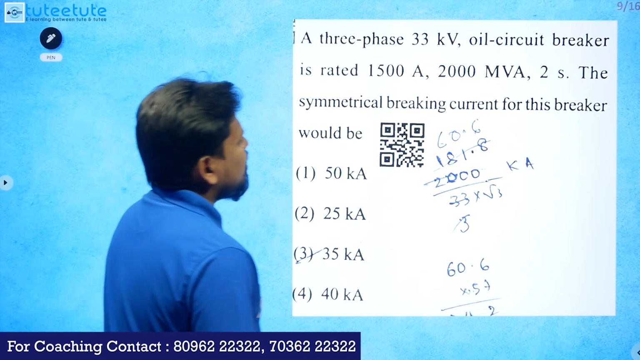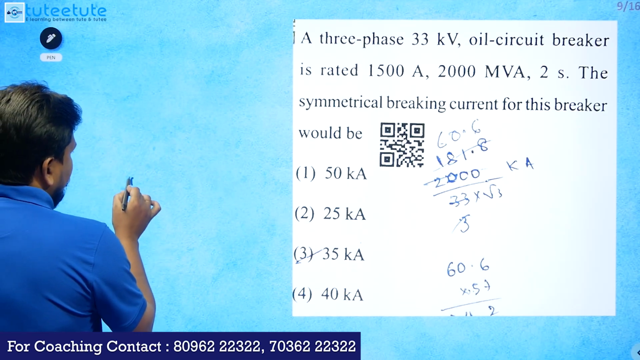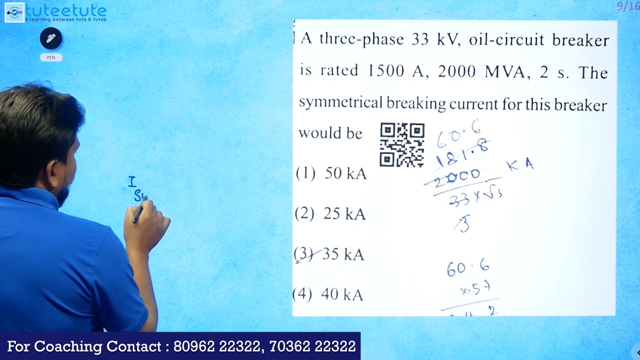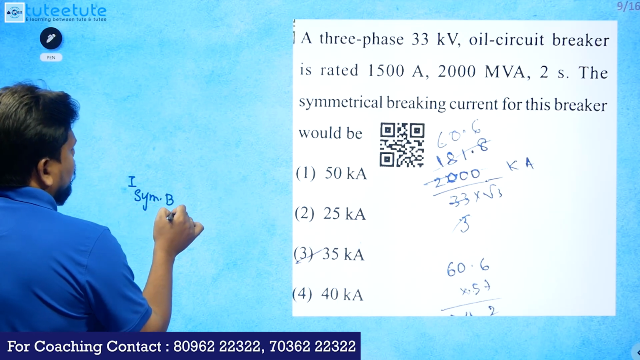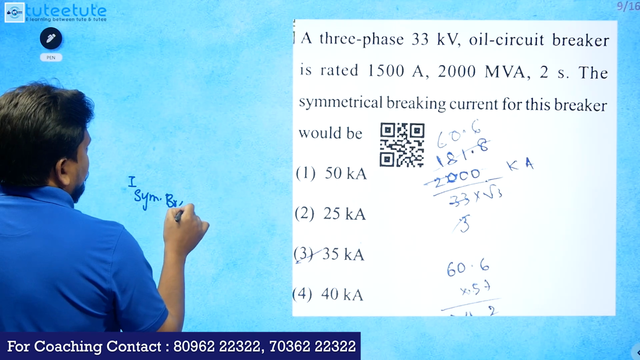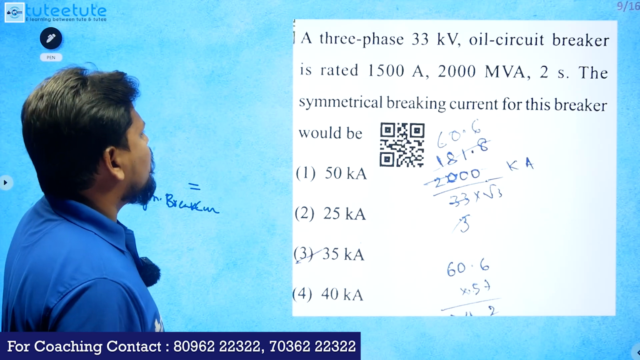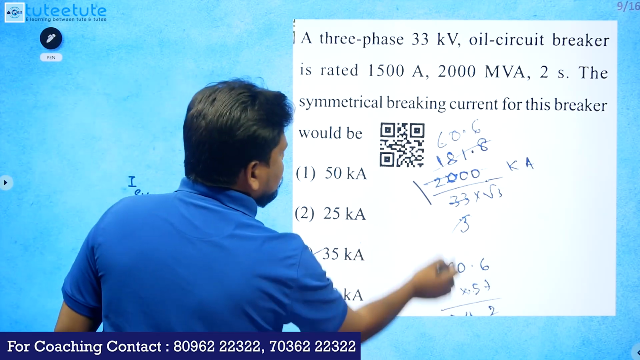Next question, a 3-phase 33 kV oil circuit breaker is rated 1500 amperes 2000 MVA 2 seconds. The symmetrical breaking current for this breaker would be, symmetrical breaking current, okay? How do we have to give it? See, he has already done this.